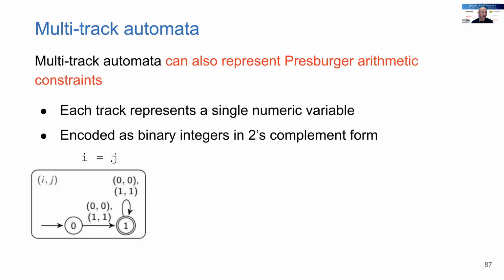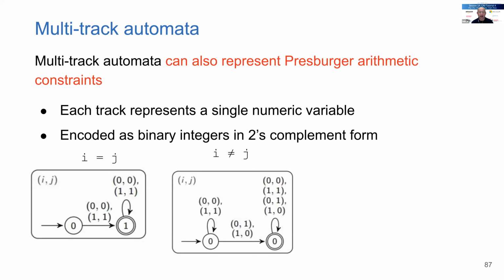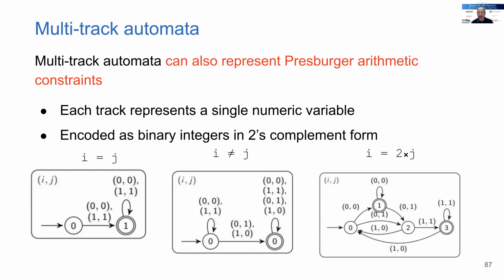And you can represent, for example, numeric variable i equals j. So this accepts binary representations of values of i and j. Okay, so it's an automaton that accepts solutions to numeric constraints. And you can do i not equal to j, and then you can do i equals 2 times j. So this is an automaton that's accepting the solutions to this constraint on tracks i and j. The first track is the variable i, the second track is the variable j. So you can do this kind of stuff.